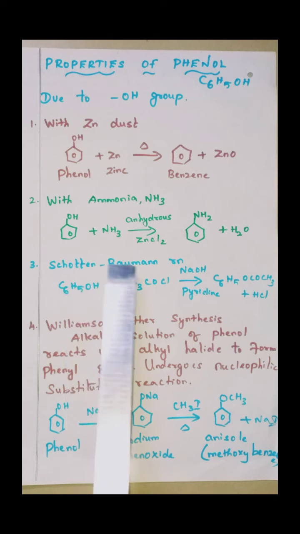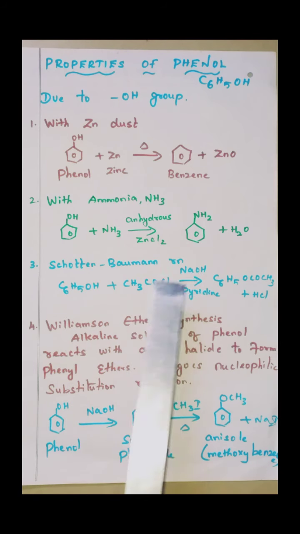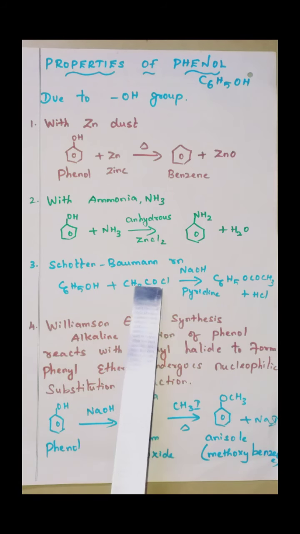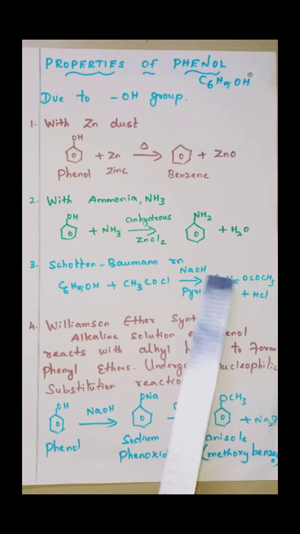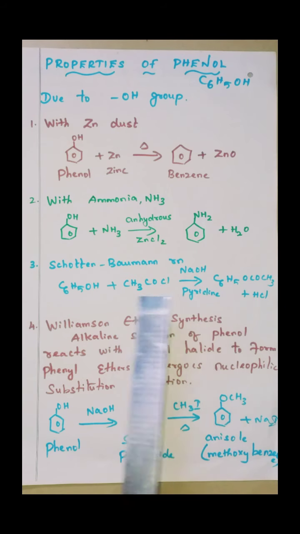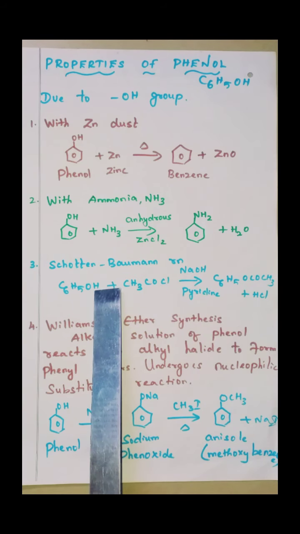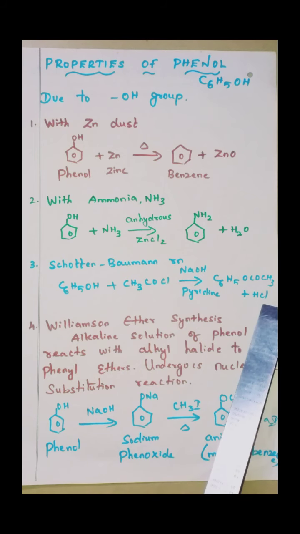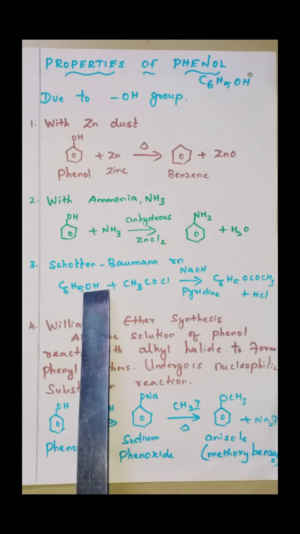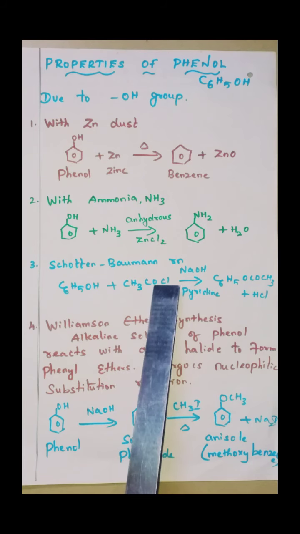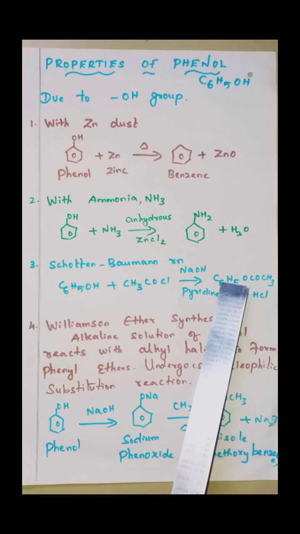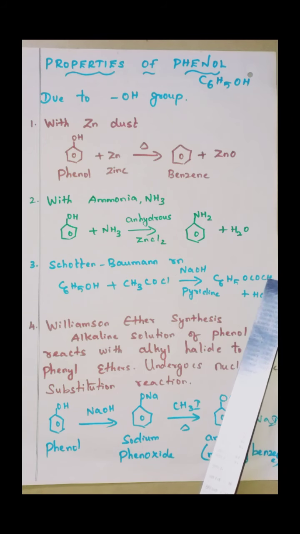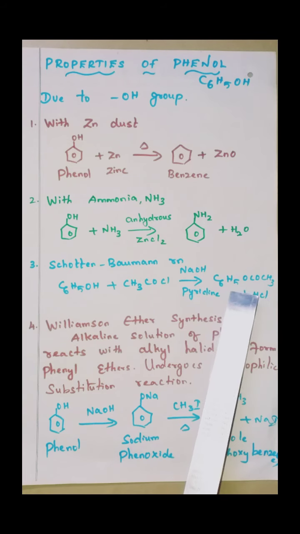Then the third one is the Schotten-Baumann reaction. This is a name reaction. Here phenol reacts with acetyl chloride, CH3COCl, in the presence of sodium hydroxide and pyridine. Here it forms just by the removal of HCl. Here one H, here one Cl, removes HCl, and the remaining C6H5O, then CO, CH3. The name is called phenyl acetate. Phenyl C6H5, then acetate CH3COO. So phenyl acetate. It is also called an esterification reaction.